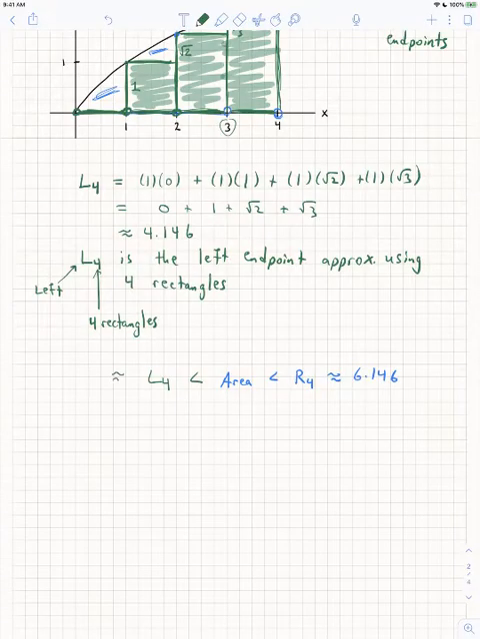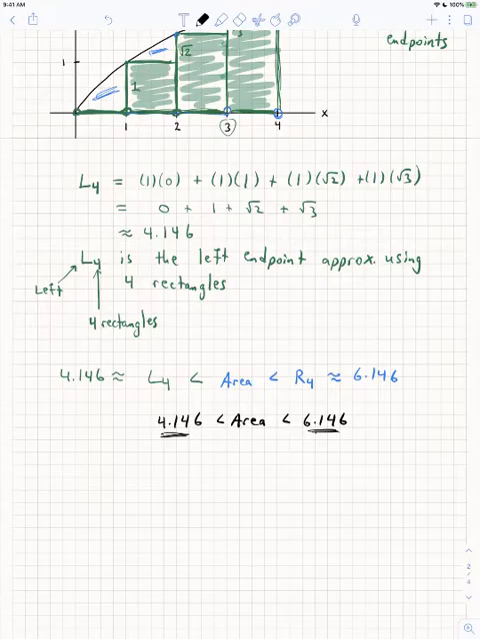Now L4 is approximately 4.146. So what that tells us, if we put all this together, is that 4.146 is less than the area underneath the curve is less than 6.146. Now, that doesn't tell us the exact area, but it gives us a range. We've narrowed it down. Now, we haven't maybe narrowed it down a lot, but we've narrowed it down to within 2, because we know that the distance between these two is 2.